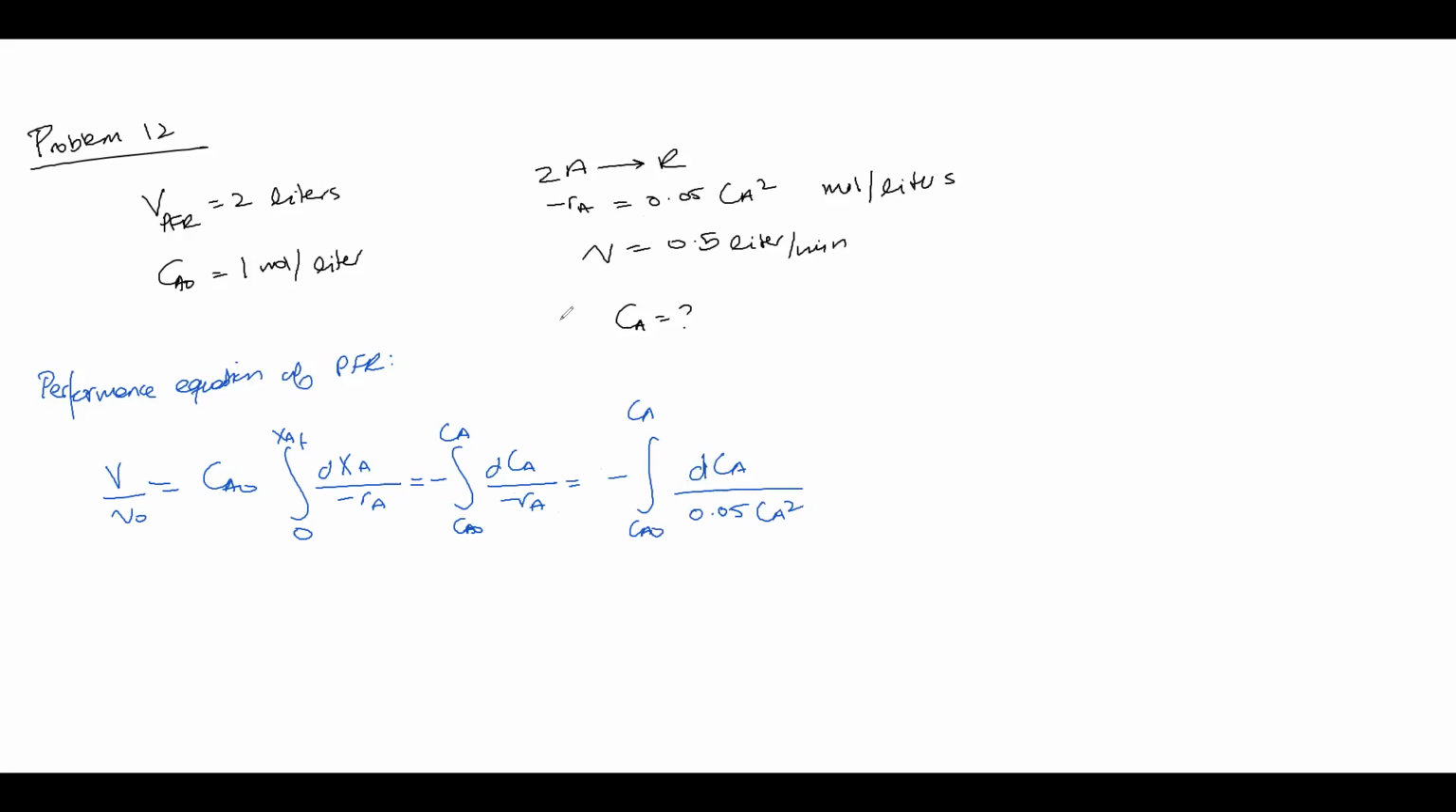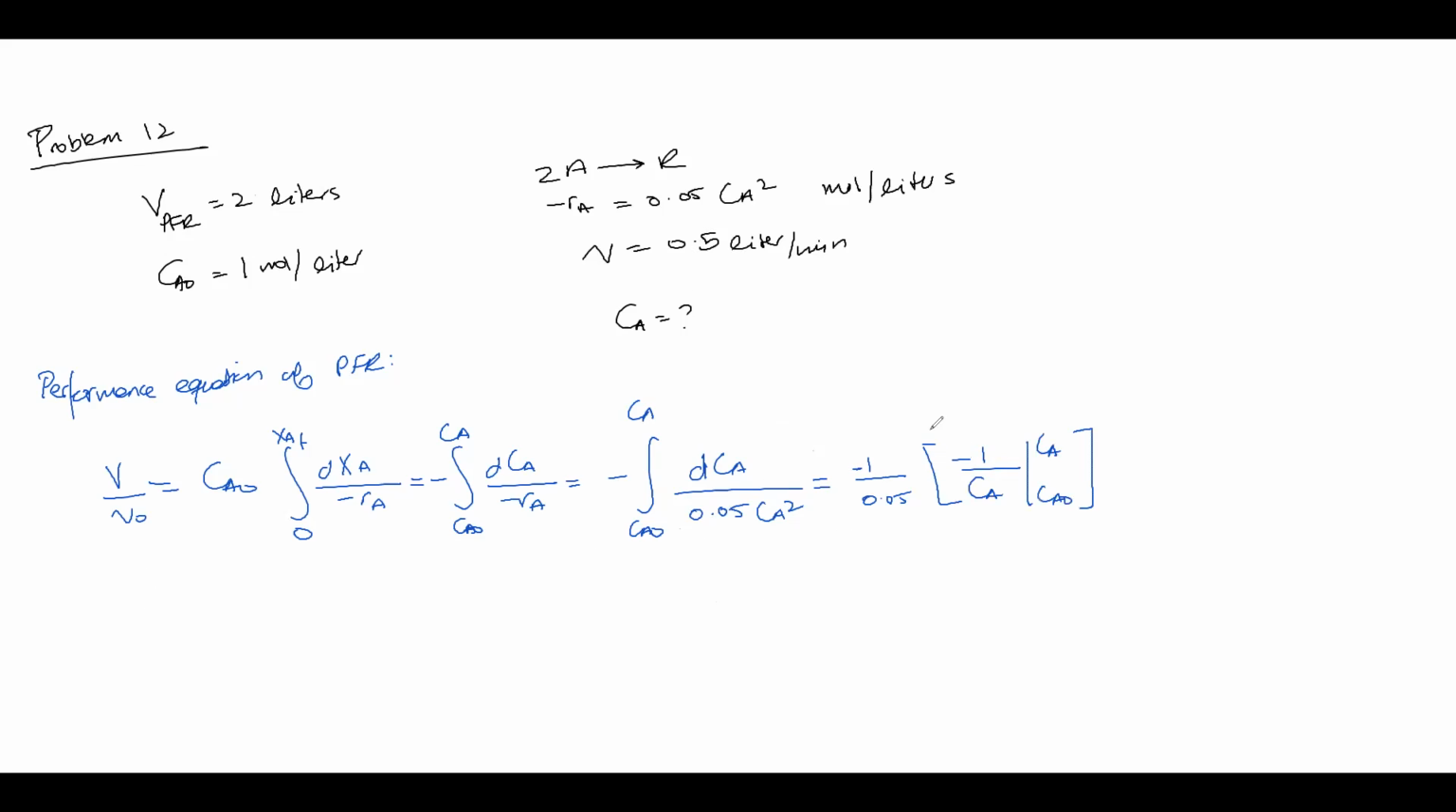and V over Va naught, I have, this is 2 liters, this is 0.5 liters. Let's integrate this expression first. So I'm going to take this constant out, 1 over 0.05, into the integral of 1 over Ca squared, which is minus 1 over Ca, and I already have a minus here, right? This minus here. And I'm taking this from Ca naught to Ca. And again, just be careful with these minus signs. Just do it slowly. Don't panic.